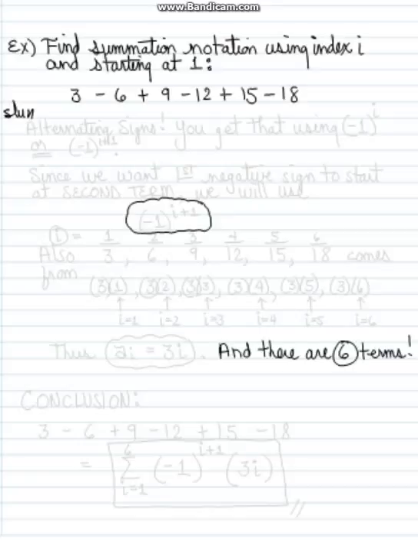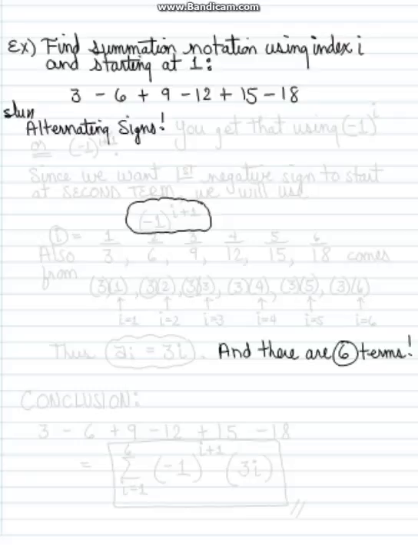Find the summation notation using an index I and starting with the index I equal 1 for the following sum. 3 minus 6 plus 9 minus 12 plus 15 minus 18. Okay, the first thing I see is we have alternating signs.